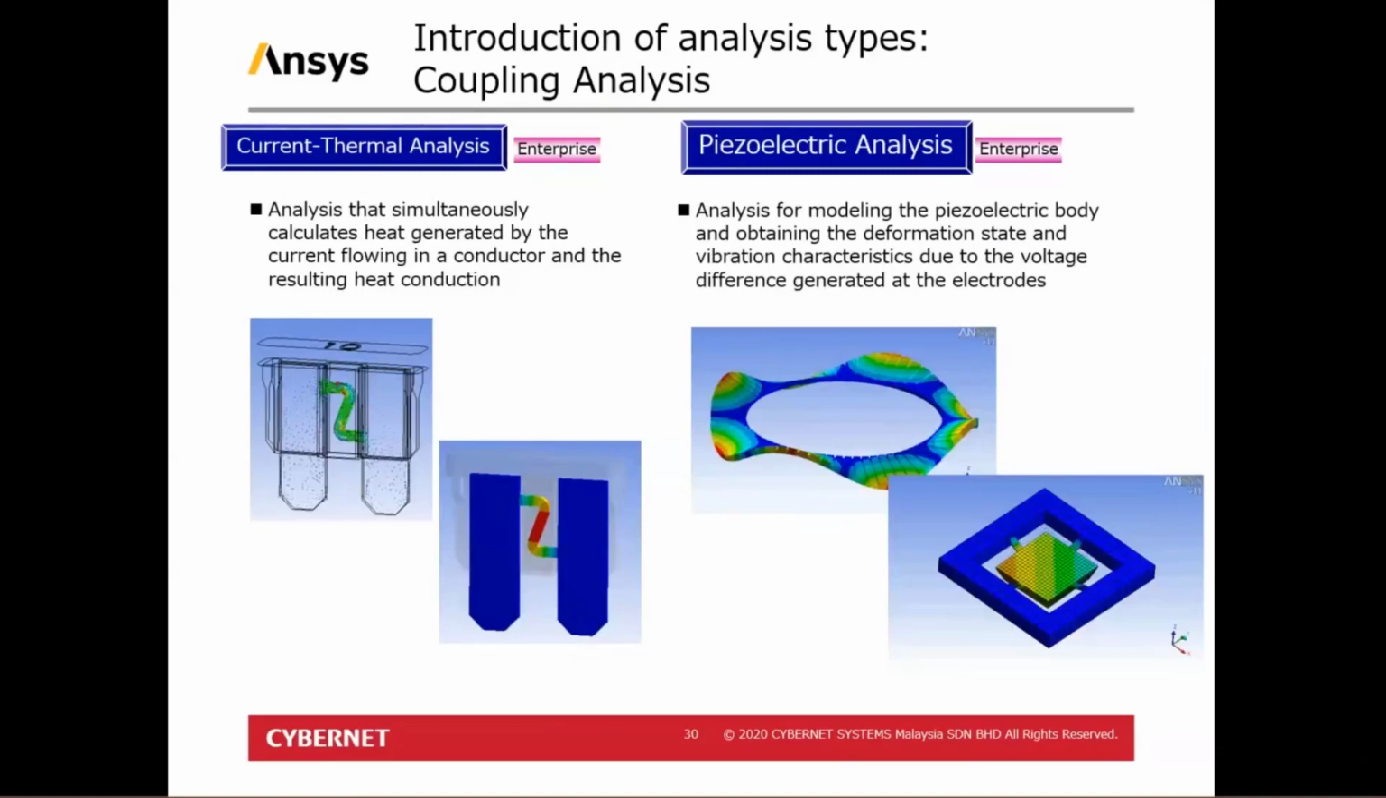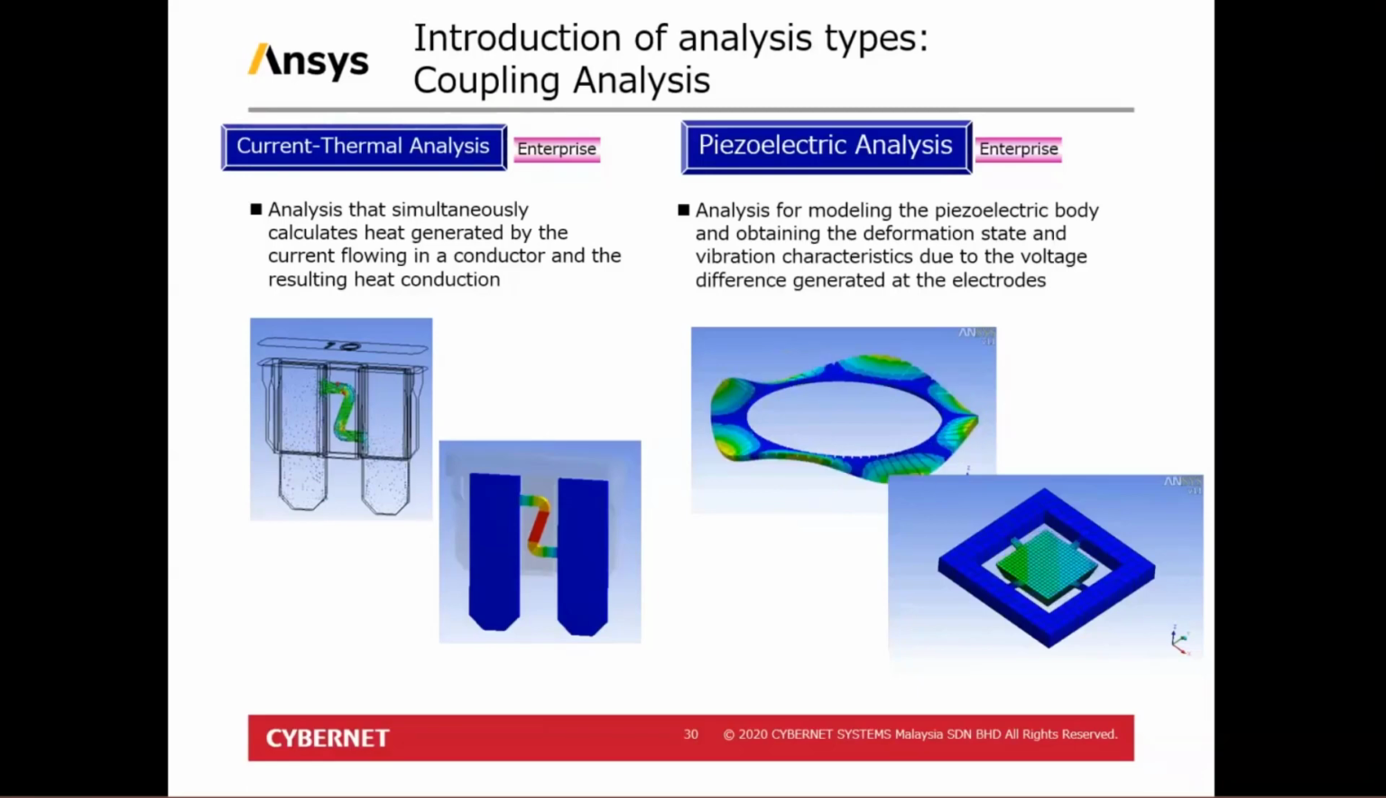The first one here is the current thermal analysis. Now this is an analysis that simultaneously calculates the heat generated by the current flow in a conductor and then the resulting heat conduction in that conductor. So this basically means that the thermal property of the model is analyzed by taking the current flow from the current analysis as the load condition, basically similar to the previous coupling analysis that I mentioned just now.